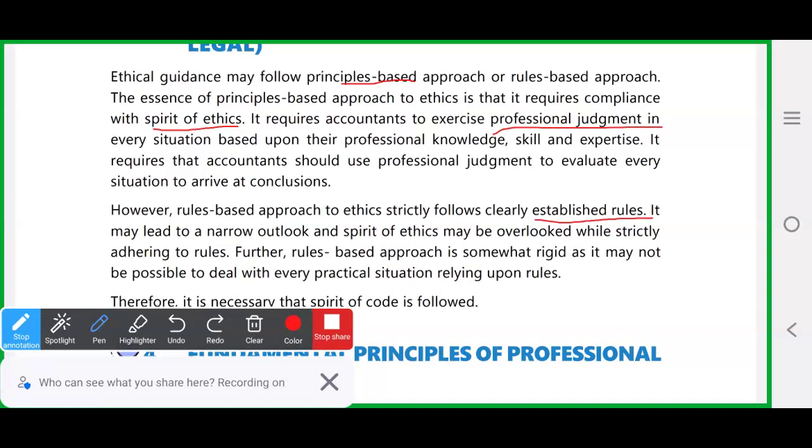So this is a narrow outlook, and the spirit of ethics may be overlooked here because there is a strict rule. The rule-based approach is rigid. Okay, no flexibility is given here, whereas whatever condition or situation comes, with every practical situation, it is necessary that the spirit of the code is followed. So two approaches are there here. The principle-based approach, which is independent enough, where the auditor can use professional judgment, and the rule-based approach, which is very strict and rigid in nature.